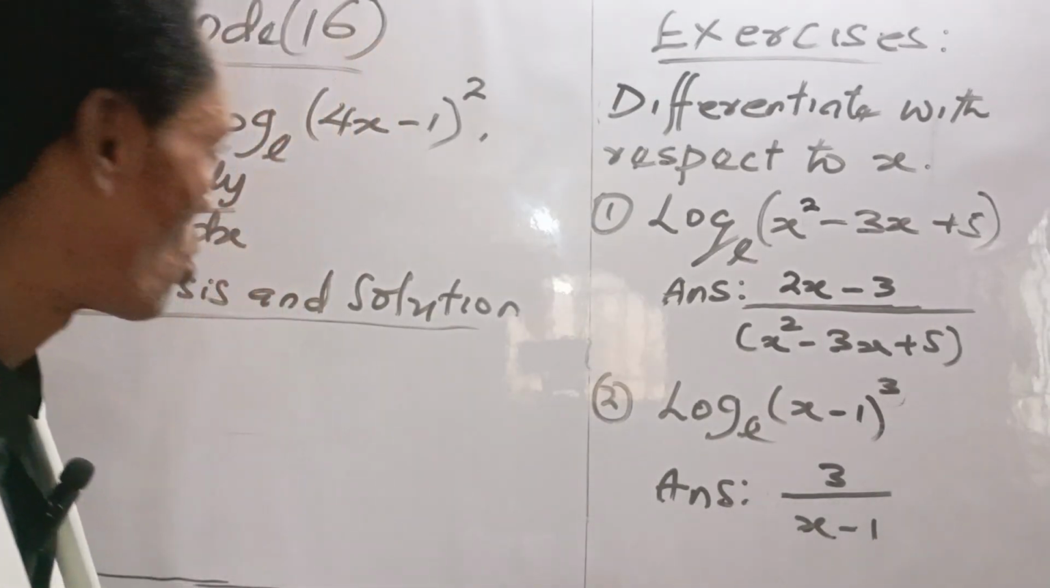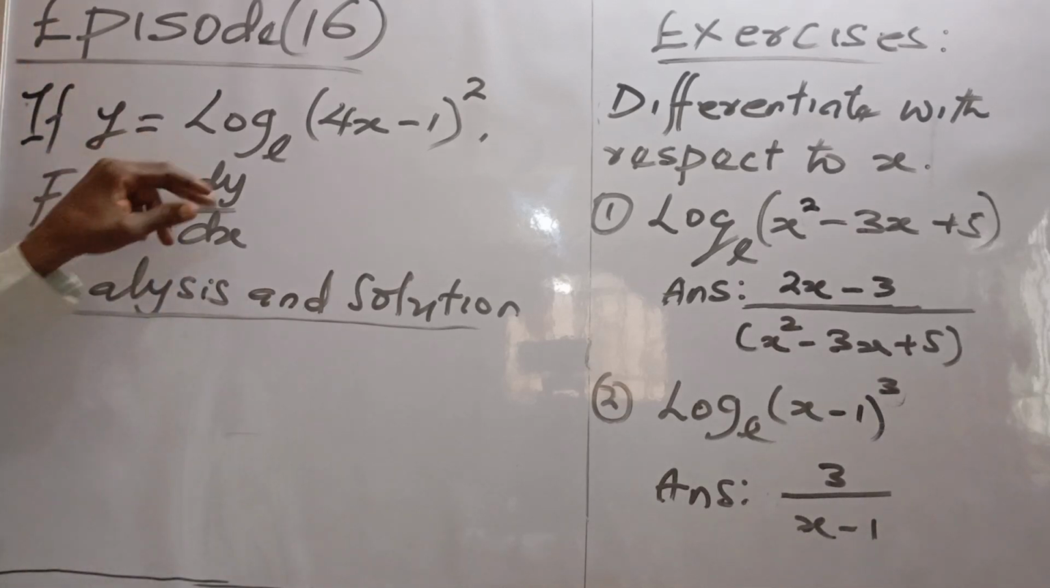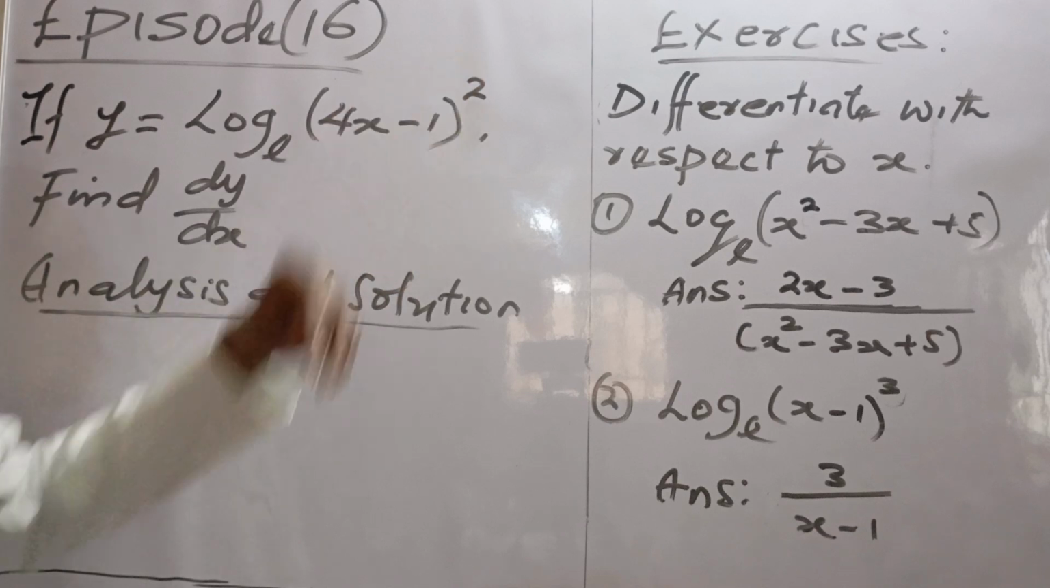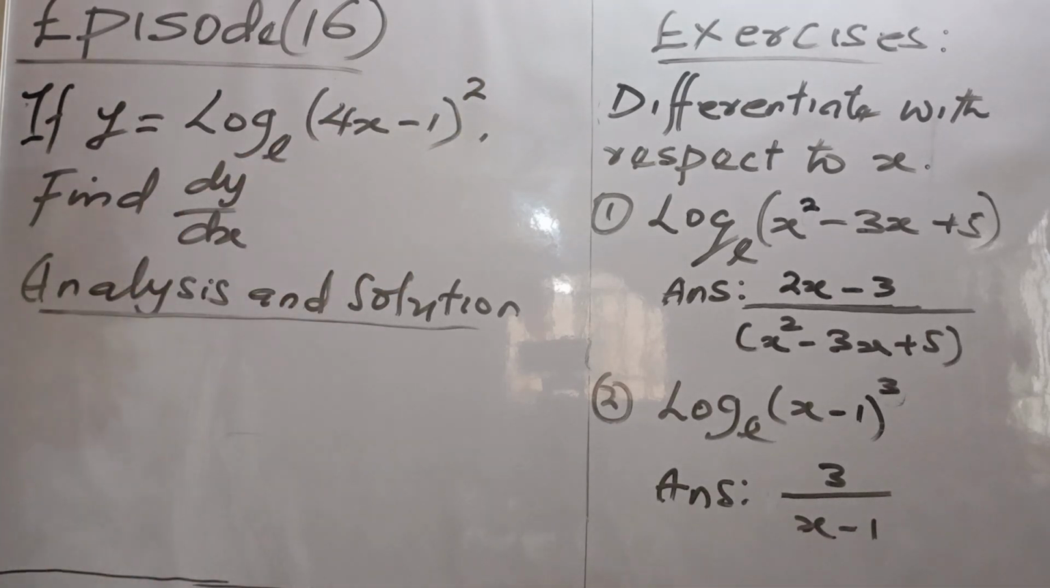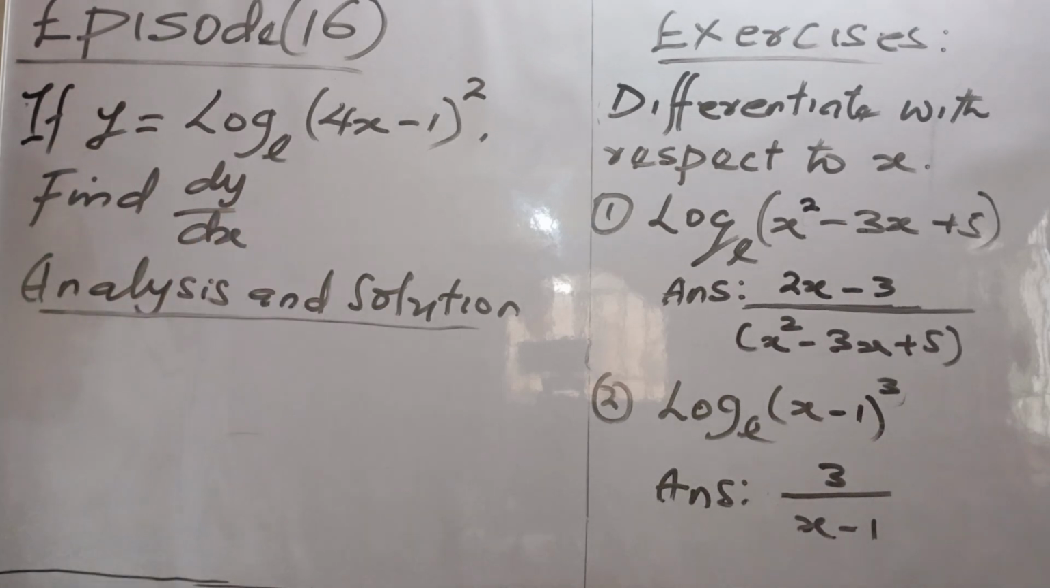So coming back to the question, if y equals log of (4s minus 1) raised to the power of 2, base e, we are asked to find dy/dx. But without waste of time, this can be expressed in this form.